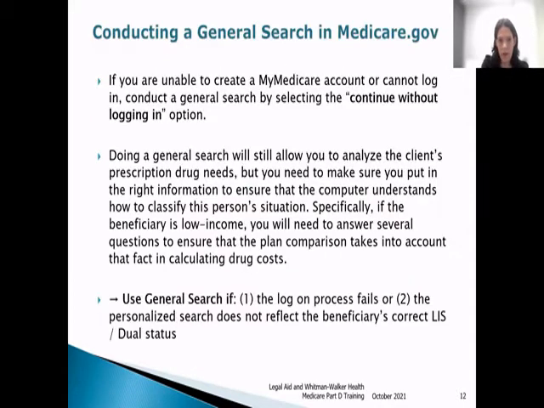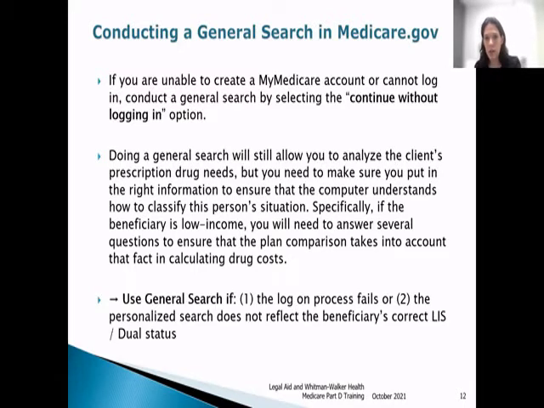And so with the generalized search, once you get into it, and I'll show you what that looks like, it mimics the personalized search. So you can still see all of the information about the plans on the website. You see the same costs and coverage options and have the same options around enrollment. It just doesn't automatically populate some of the information in the same way that the personalized search does.